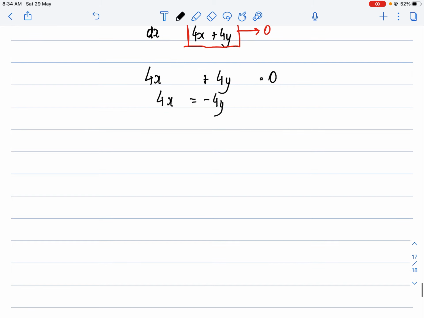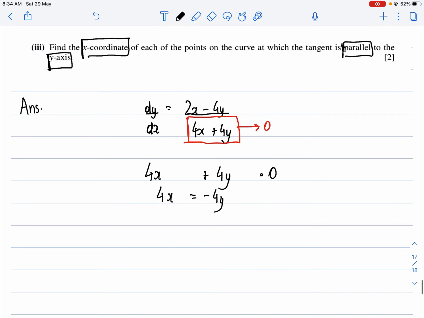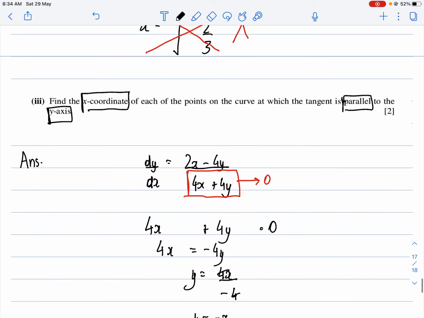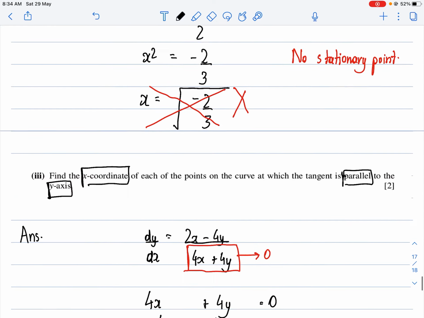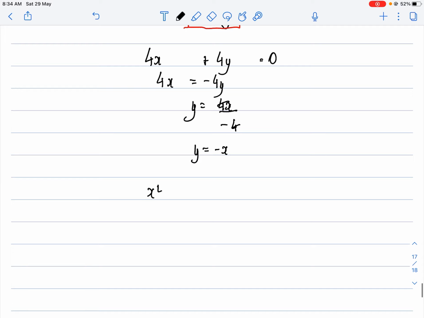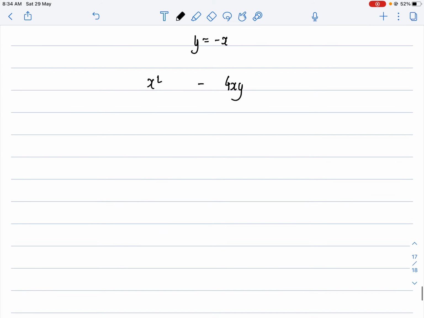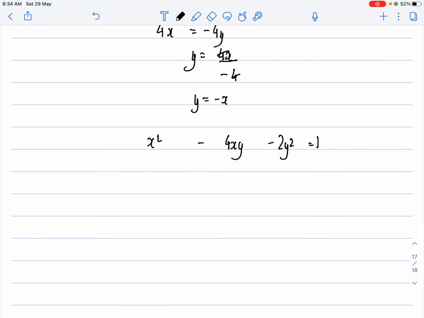Got it? So I need the x coordinate again. I need x, so I can write the equation in terms of y to get 4x over minus 4. So I get y equals minus x. Now I have the equation of the curve again, writing it for reference: x square minus 4xy minus 2y square equals 1. So now I can simply put minus x in the place of y.